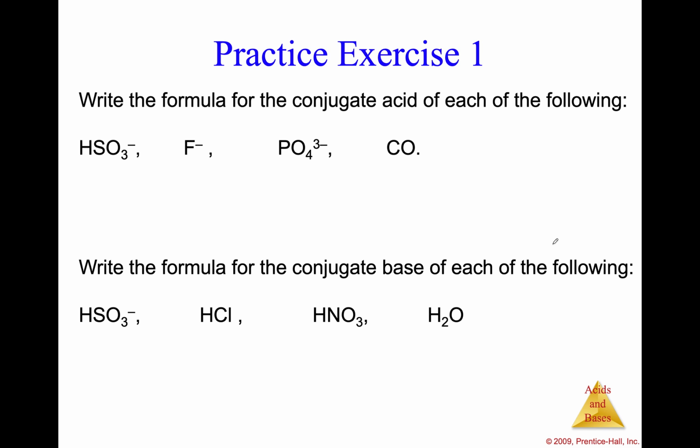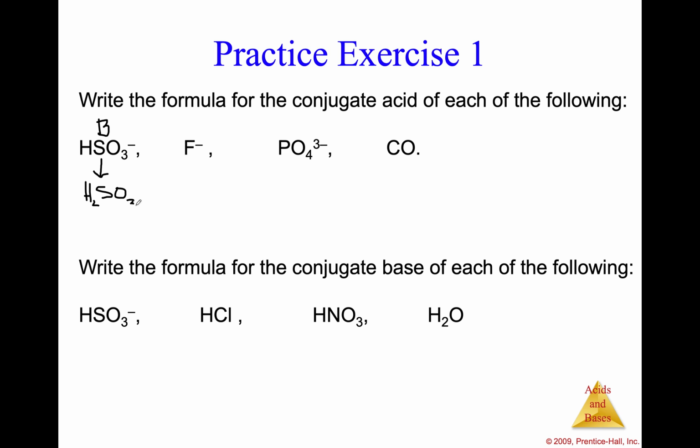So we're going to go ahead and look at practice exercise 1. I'm going to introduce it, then I want you to pause the video, answer the questions, and then hit play again, and you'll hear me go over the answers. To introduce this, write the formula of the conjugate acid of each of the following. The conjugate acid means this is acting as a base. Right? So if this is acting as a base, remember a base is going to accept a proton, so then we would make H2SO3.